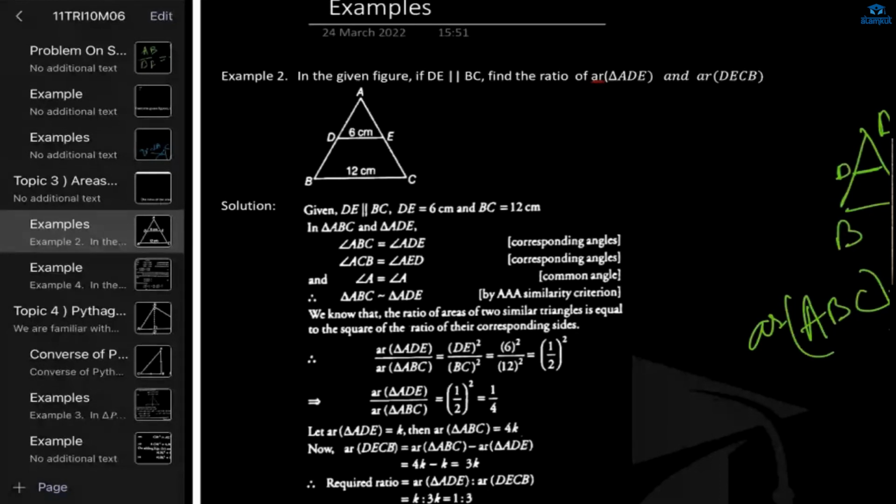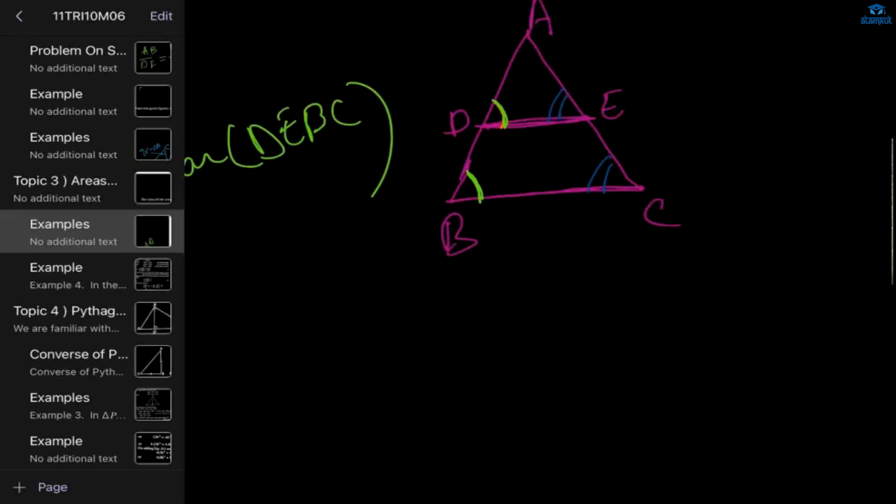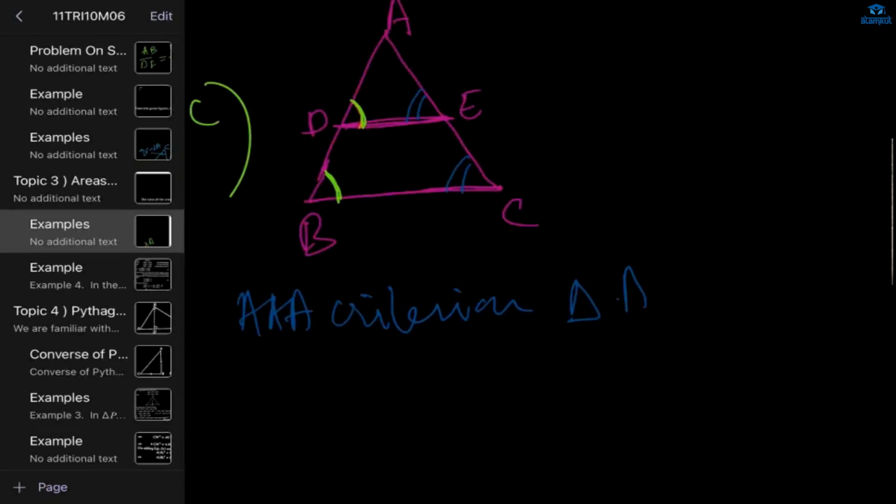If DE is parallel to BC, that means angle ADE... here I will draw it. Just ABC, and one line is here, DE. Now this is parallel to BC. That means this angle will be equal to this angle, corresponding angles, and this angle will be equal to this angle, corresponding angles, and angle A is common in both the triangles. So with AAA criteria, triangle ADE is similar to triangle ABC.